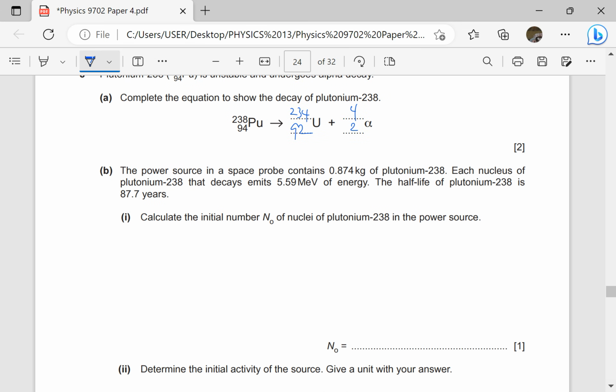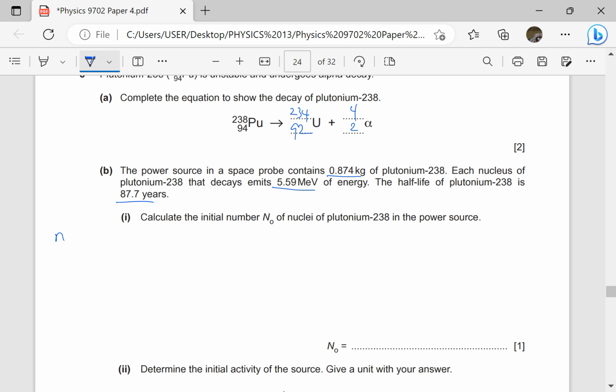The power source in a space probe contains 0.874 kilograms of plutonium. Each nucleus of plutonium that decays emits 5.59 mega electron volts of energy. The half-life of plutonium is 87.7 years. Calculate the initial number of nuclei of plutonium in the power source.